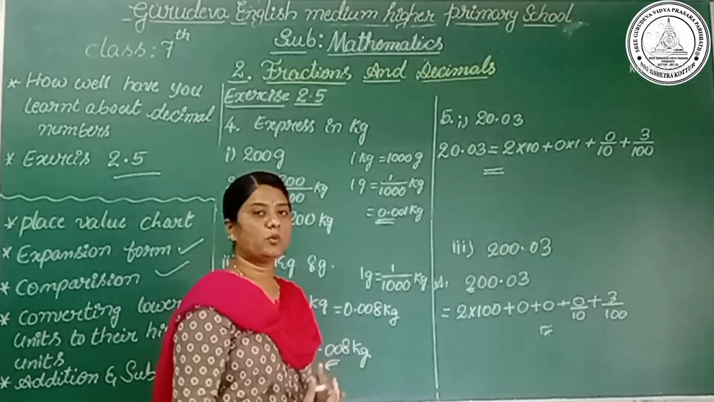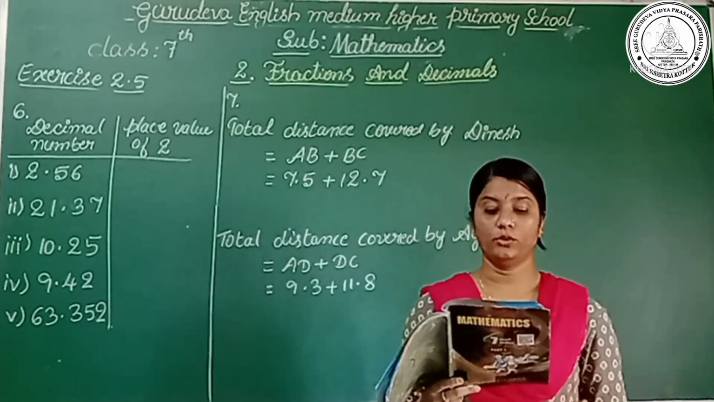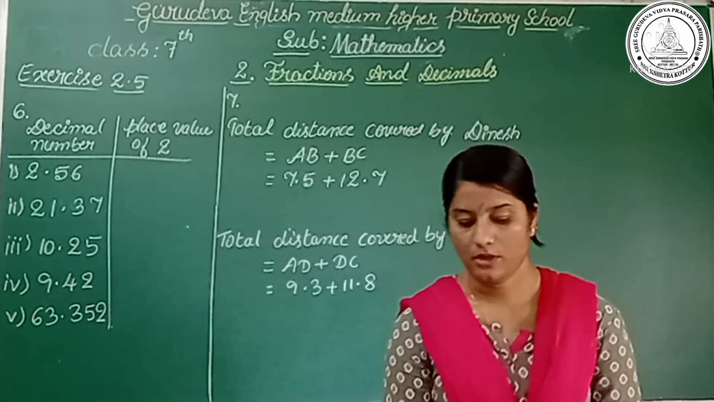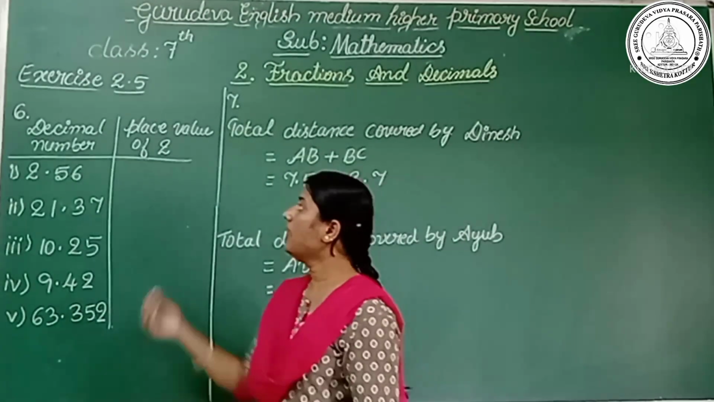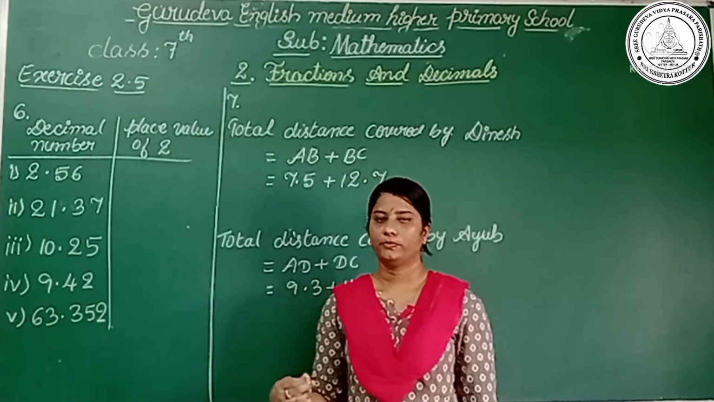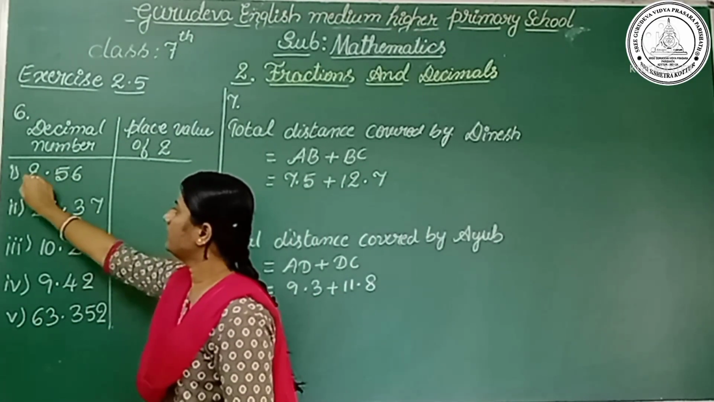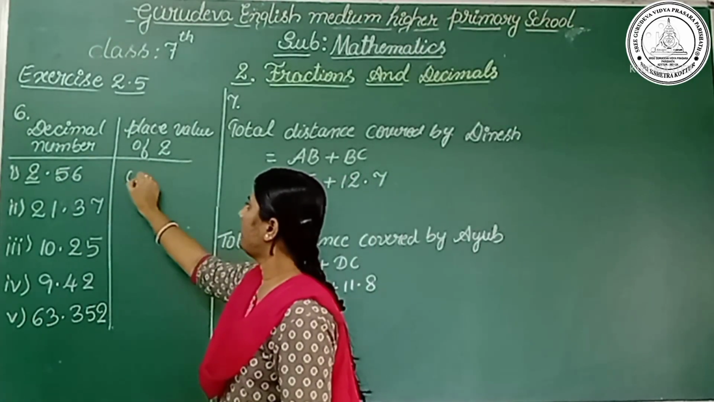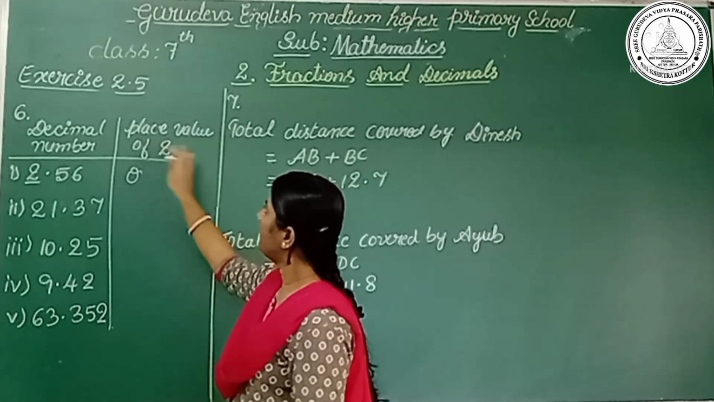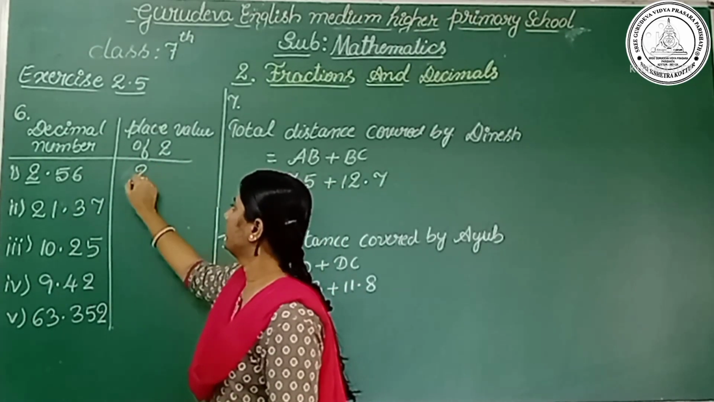Okay, then let's move on to the sixth question. This question is, write the place value of 2 in the following decimal numbers. So here they have given some decimal numbers. We have to write the place value of 2. Okay, so in the first one, 2.56, 2 is in the ones place, right? So the place value of 2 is 2.